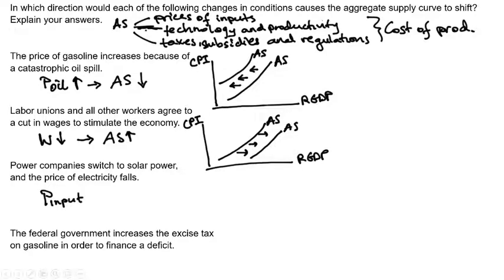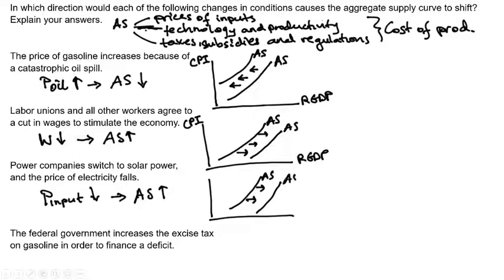Electricity goes down. At lower cost, more supply is produced. And that will be a rightward shift in aggregate supply again because we have a lower cost of production. As always, we'll put everything, real GDP and CPI, on both of these two axes. And the last one, the federal government increases the excise tax on gasoline in order to finance a deficit.